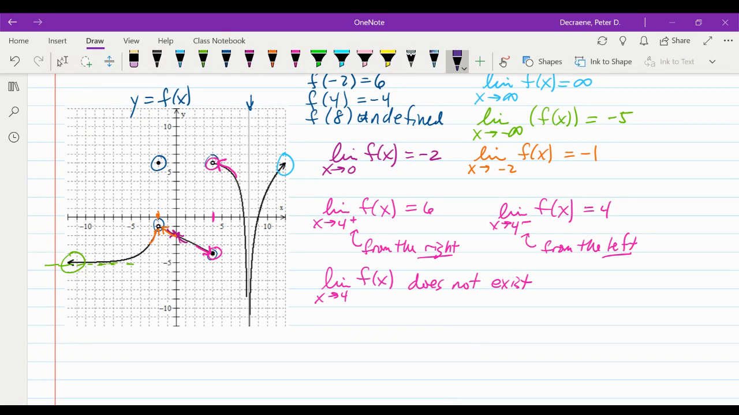Finally, let's talk about the limit as x goes to 8. The limit as x goes to 8 on f of x, since both the left side and the right side are headed downward, then we say that that limit is -infinity. So that's how to read limits from a graph.